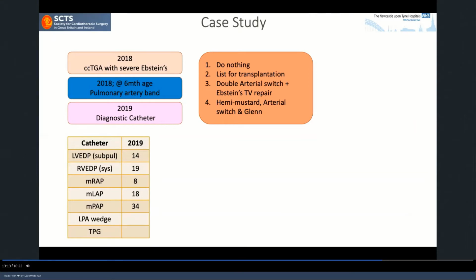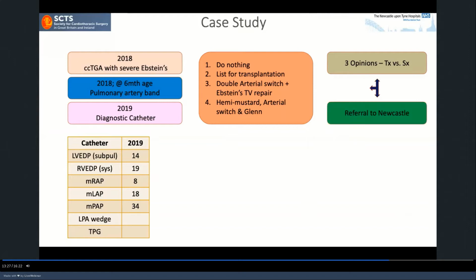It was a difficult decision, and hence the local team went to seek three opinions, whether to go for transplant or surgery. Though the majority of the opinions came back for a transplant assessment and assessing for candidacy, the team felt that they would like one more further opinion, and hence the child was referred to Newcastle.